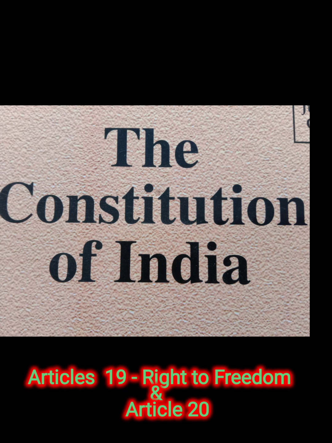Article 20. Protection in respect of conviction for offences. No person shall be convicted of any offence except for violation of a law in force at the time of the commission of the act charged as an offence, nor be subjected to a penalty greater than that which might have been inflicted under the law in force at the time of the commission of the offence.